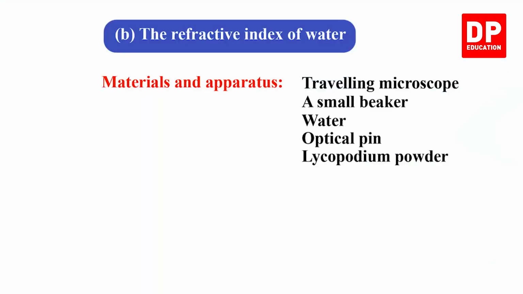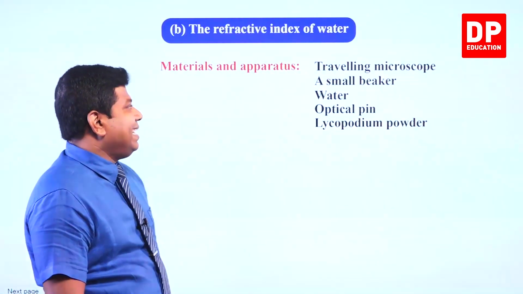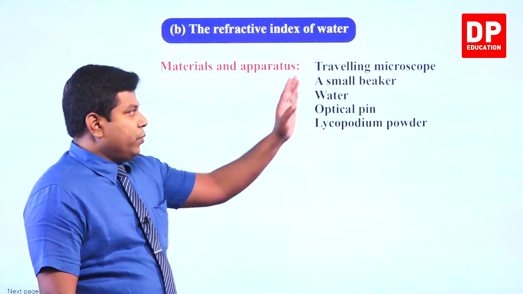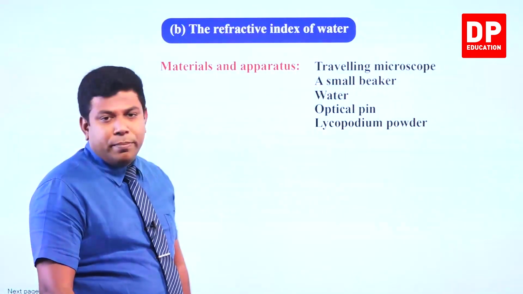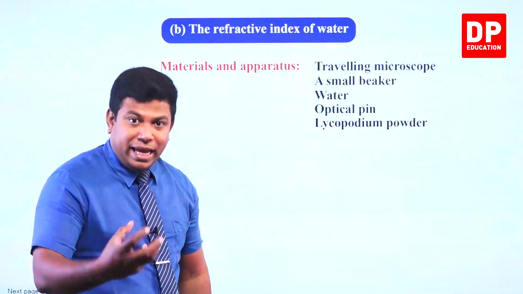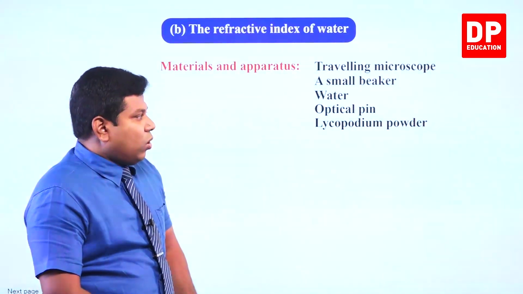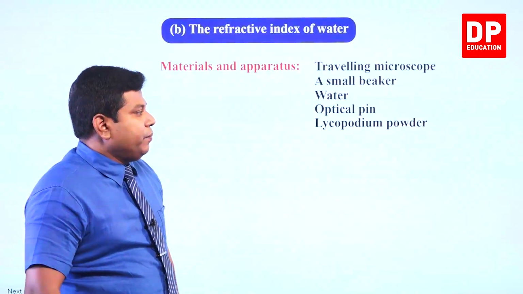So the refractive index of water, to find that using travelling microscope, what are the materials and apparatus required? You need the travelling microscope, a small beaker, right? You need a small beaker, not a lengthy one, a beaker which can be kept under the microscope tube. So a small beaker and some water, optical pin, lycopodium powder.